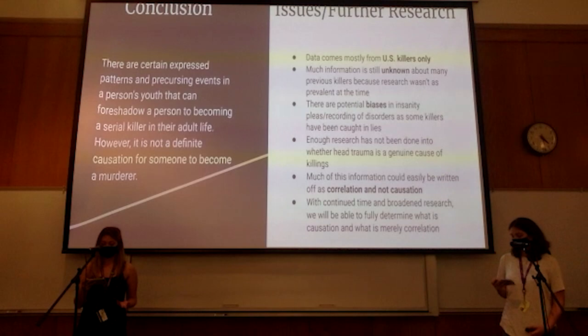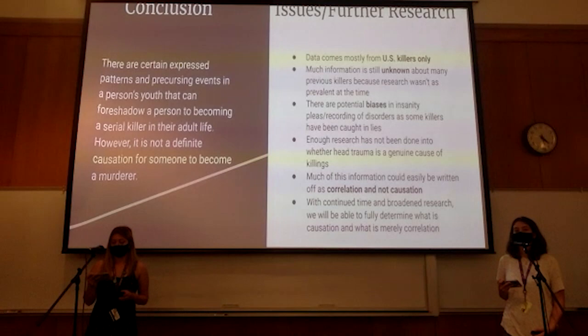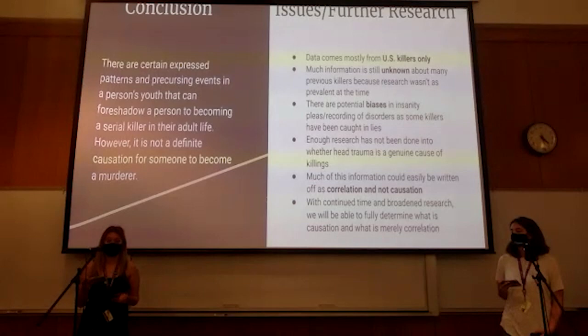So in conclusion, there are certain expressed patterns and precursor events in a person's youth that can lead to them becoming a serial killer in their adult life, but this is not a causation, it's merely a series of strong correlations, and which leads us into our issues and further research.